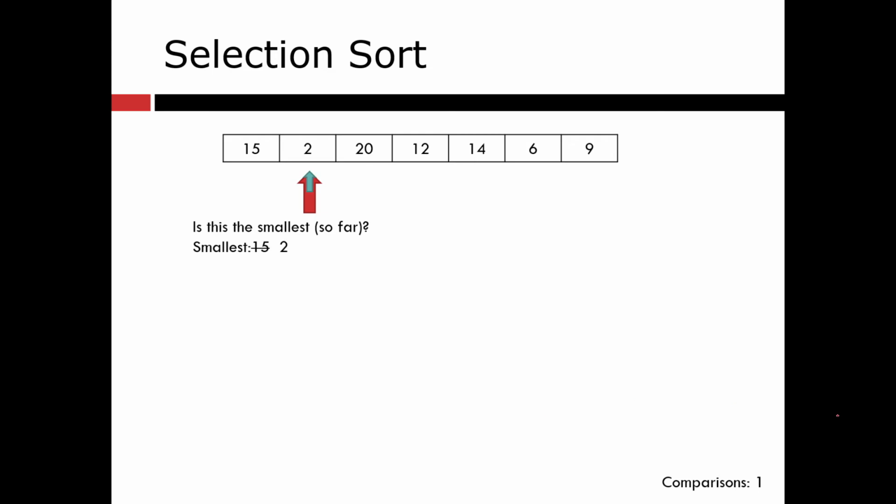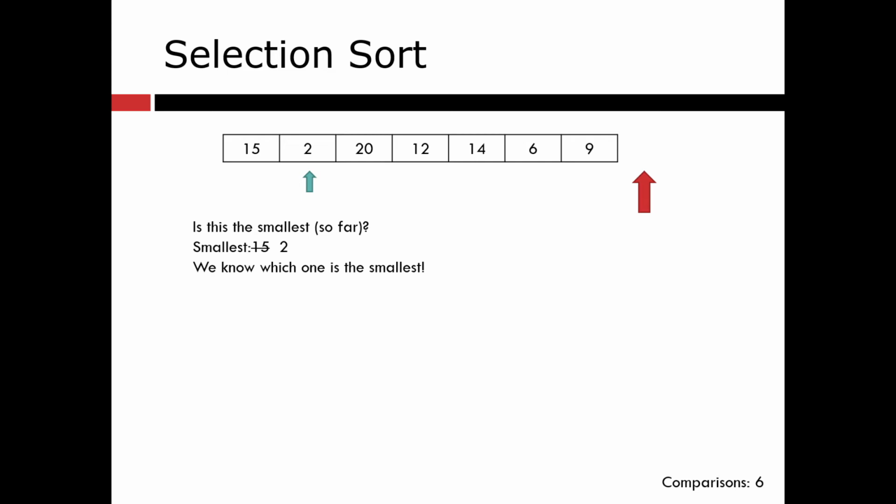And I'm going to keep track down here at the bottom of the number of comparisons we're making, because one of the efficiencies we're going to measure is the number of comparison operations. The other efficiency is the number of swaps we have. So far we only have one comparison. We then need to compare 2 and 20. 2 is still smallest. 2 is still smallest. You see a pattern emerging. Smallest, smallest. Great.